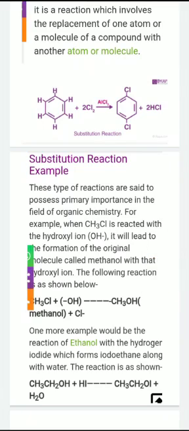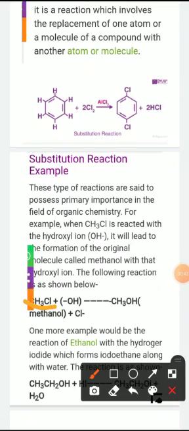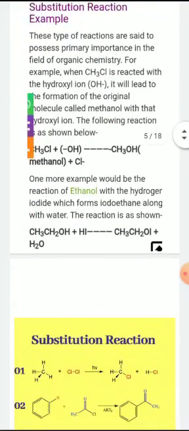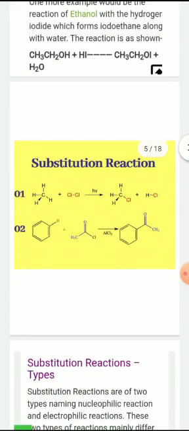You can see here, when methyl chloride reacts with the hydroxyl ion, the hydroxyl ion will replace the chlorine and methanol will be formed. Next, when ethanol reacts with hydrogen iodide, iodoethane will be formed with water. These are also examples of substitution reactions.